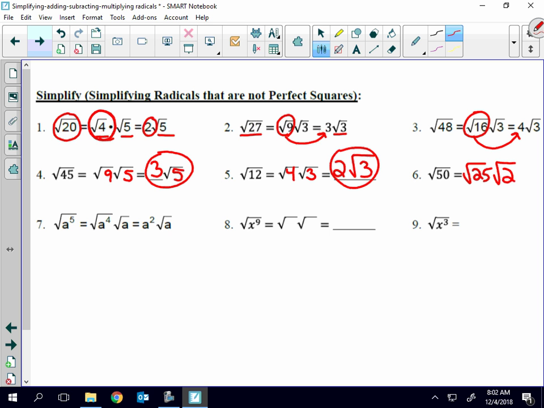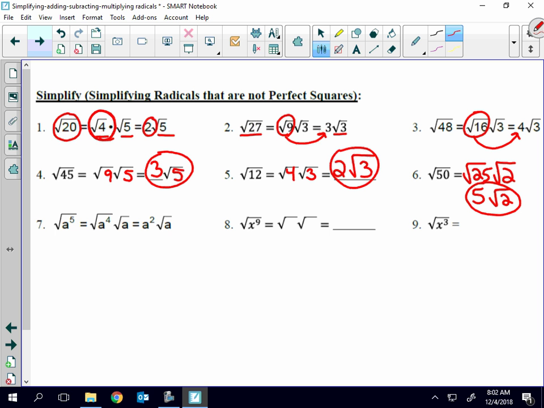And I do urge you to write it out every time, because you'll get confused on, did I take the square root of it already? Do I keep it outside the radical? Do I not? So just show all your work so that it helps you and helps me see what you're doing. So this is going to be 5 radical 2.